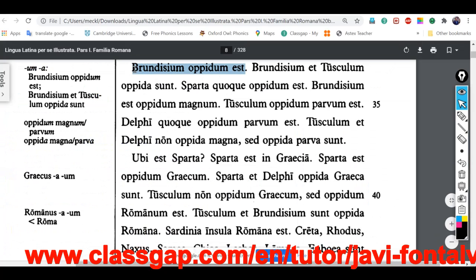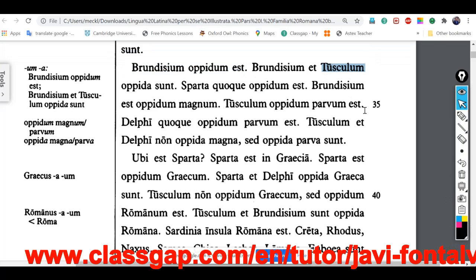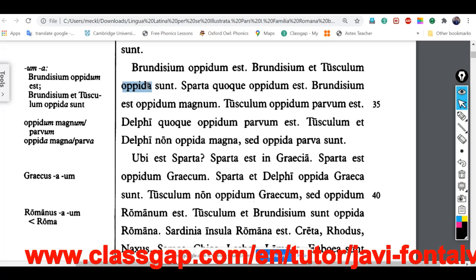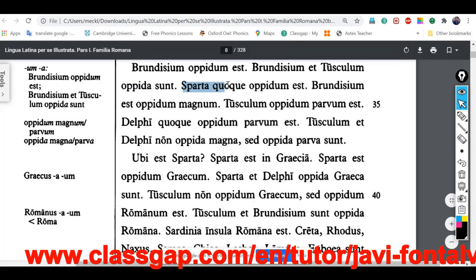Brindisi oppidum est, what does it mean? Brindisi es una ciudad. Another city is Tusculum. Tusculo, Brindisi y Tusculo son oppida. Oppida significa también ciudad. What's the difference? Ciudades, plural. Exactamente. Oppidum, singulare. Oppida, plurale. Sparta quoque oppidum est. Sí, Esparta es también una ciudad. Brundisium est oppidum magnum. Brundisium es una ciudad grande.